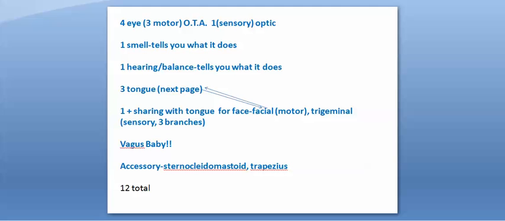So 12 total. I hope that helps break things up for you guys a little bit in terms of functionality of each of the cranial nerves. Do remember that you need to know the number as well, so you can use the mnemonic for that. But in terms of actually learning it instead of trying to memorize it, this slide should help you guys.